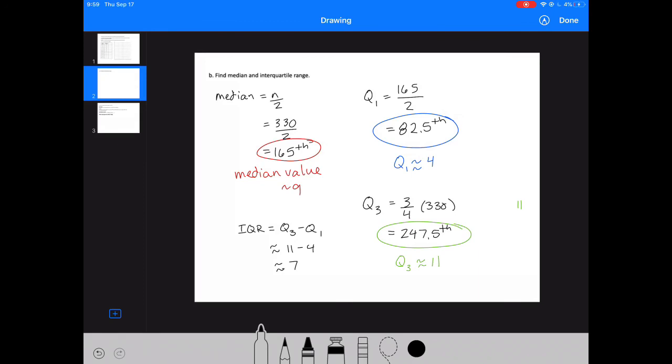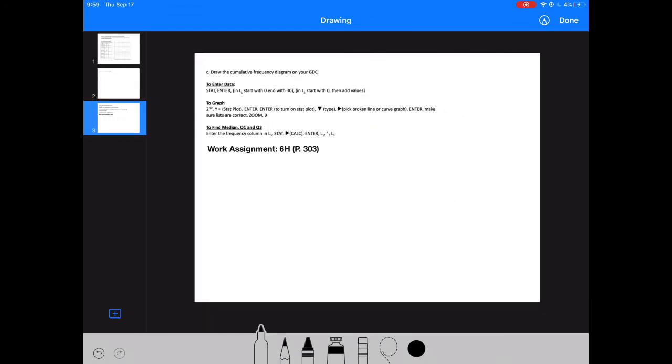So that's an example of a cumulative frequency graph and how you can find the median and the interquartile range using the graph. The next step would be being able to draw the cumulative frequency diagram on your GDC, and I'll do a screen capture and upload that into the Unit 1 outline. 6H has some practice questions on this topic.